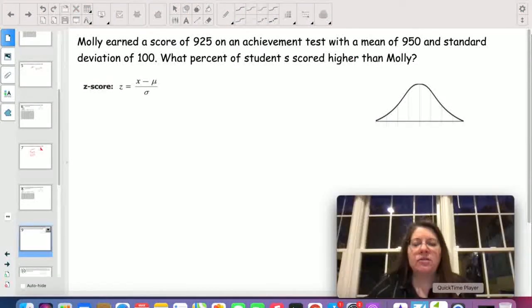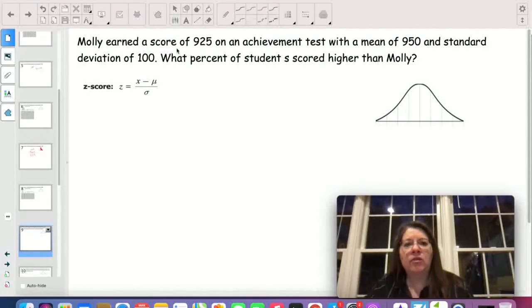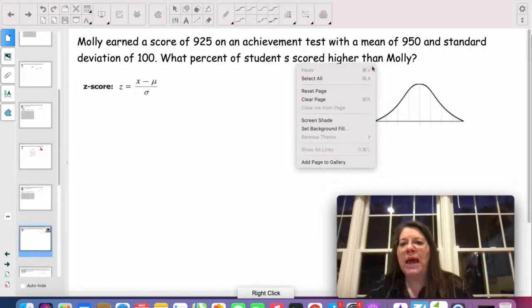So this takes us to the type of problems that we're going to have in our homework. This says Molly earned a score of 925 on an achievement test with a mean of 950 and standard deviation of 100. What percent of students scored higher than Molly?